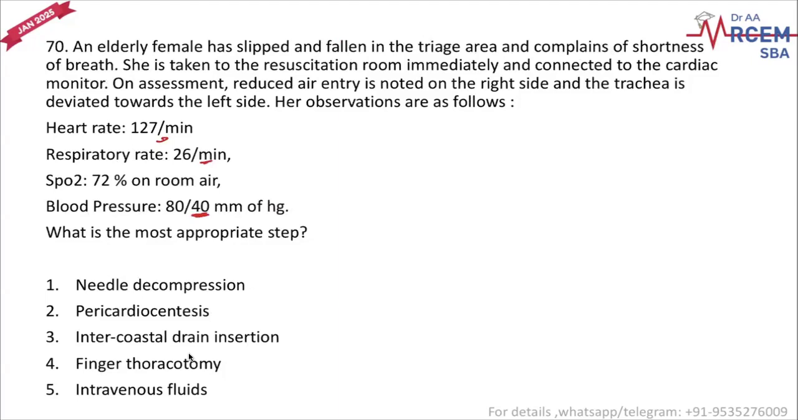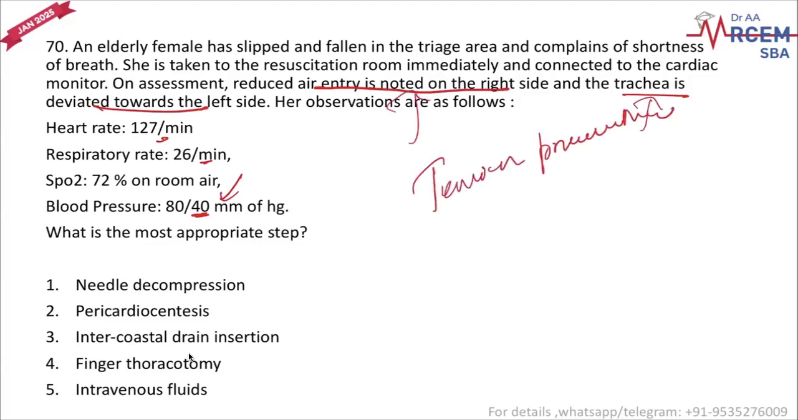What is the most appropriate next step they are asking? So the trachea is deviated to the opposite side, air entry is reduced. So all these parameters, hypotension, tachycardia, deviated trachea, are suggestive of a tension pneumothorax. The best treatment for tension pneumothorax is a finger thoracostomy. The first step is finger thoracostomy. Once you have done the finger thoracostomy and relieved the tension, it converts into a simple pneumothorax, where you will be placing an intercostal drain.